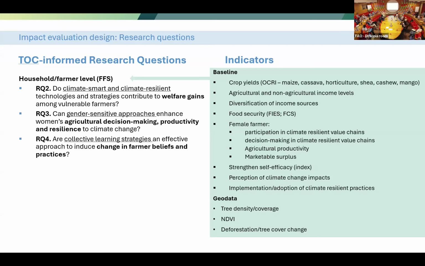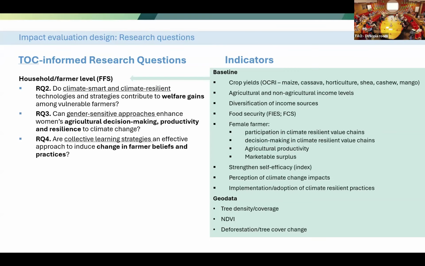There is also the idea of whether these gender sensitive approaches have an effect in terms of increasing women's agricultural decision making, for example. There is also the question of whether these particular collective learning strategies induce change in farmer beliefs and practices. So we have a very nice battery of indicators for which we have a baseline; we collected data at the baseline level last year.